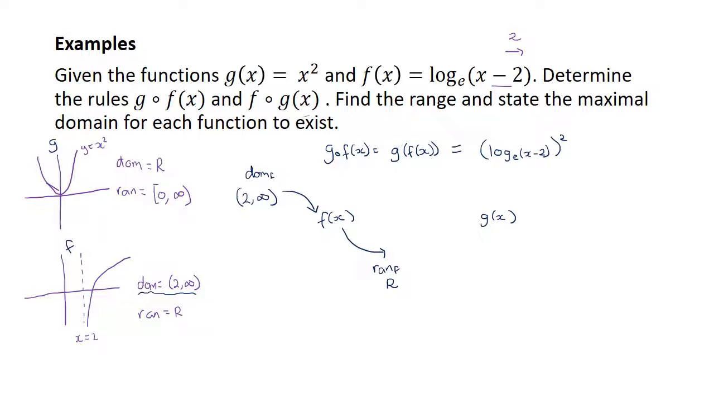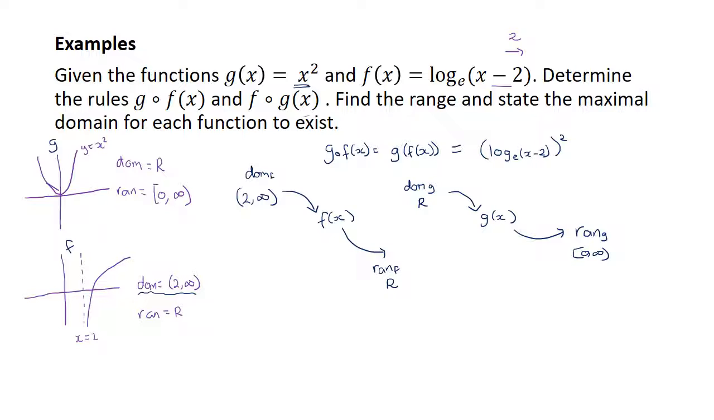Then for the domain of g, I'm putting values into my outside function. Once I get a y value out from this log e of x minus 2, I'm then going to square it because my outside function is x squared. Now, the domain of g is the reals. And if that all works, what comes out is the range of g, which is 0 to infinity. We worked that out before.